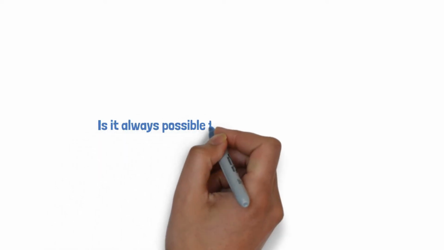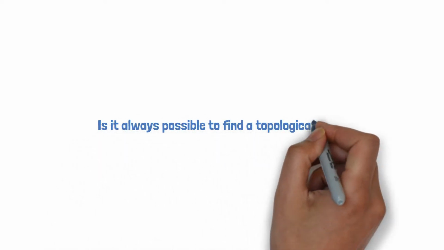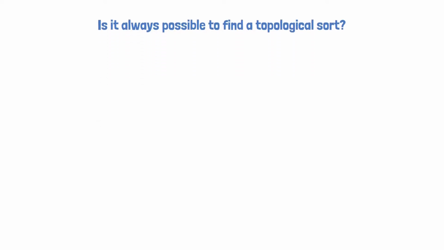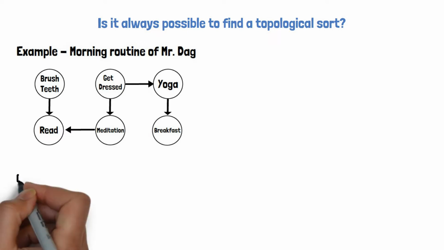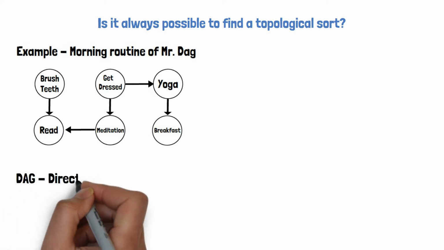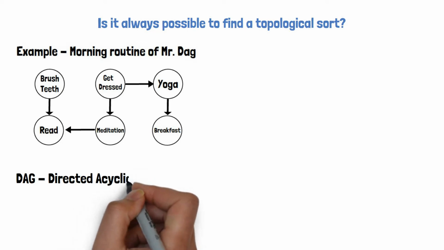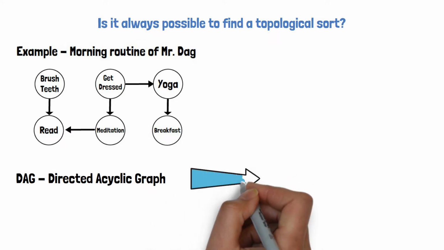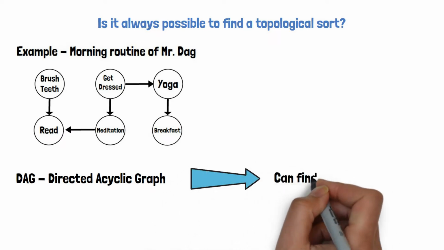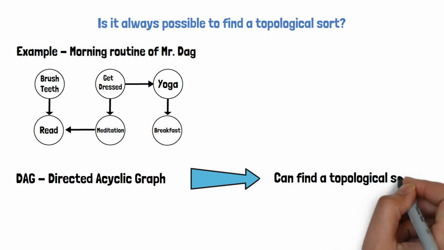One question you may ask is, is it always possible to find the topological sort for a graph? Here we have the same example from before. Maybe you've noticed something special with Mr. Doug's name. Doug is actually a shortcut for directed acyclic graph, where acyclic means it is a graph with no cycles. For such graphs, we can always find the topological sort.